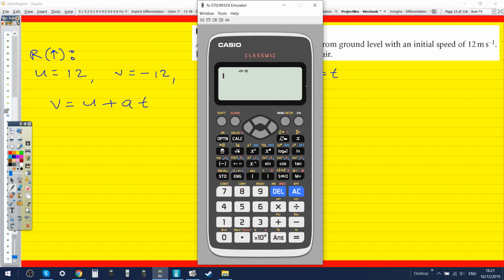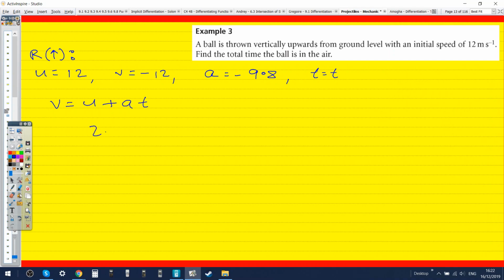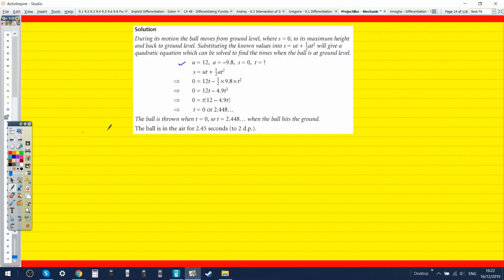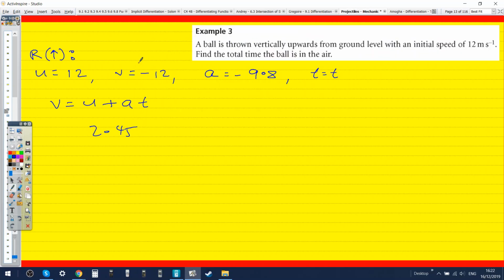And so I'll just use my solver. So we're doing v equals u plus at. We said v is negative 12, u is 12, a is minus 9.8, and we solve the other one, and we get 2.45, and they get 2.45. Okay, our way is much better. What they did was they said v is 0, and then they doubled their answer. Your way is much better to just say it's minus 12.